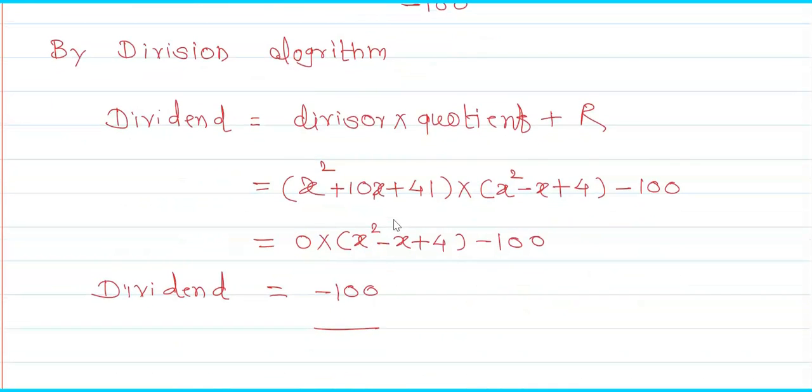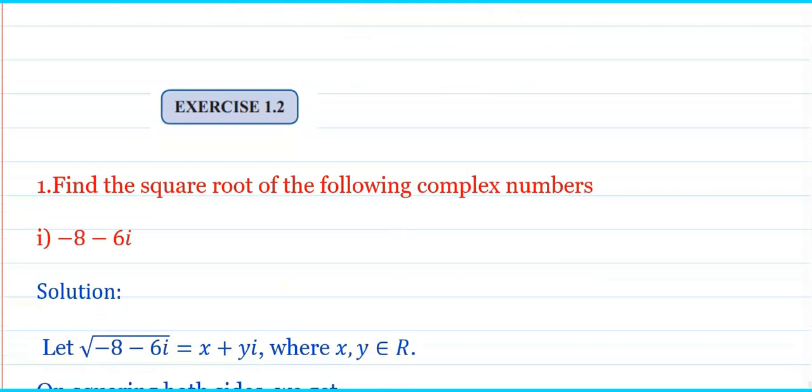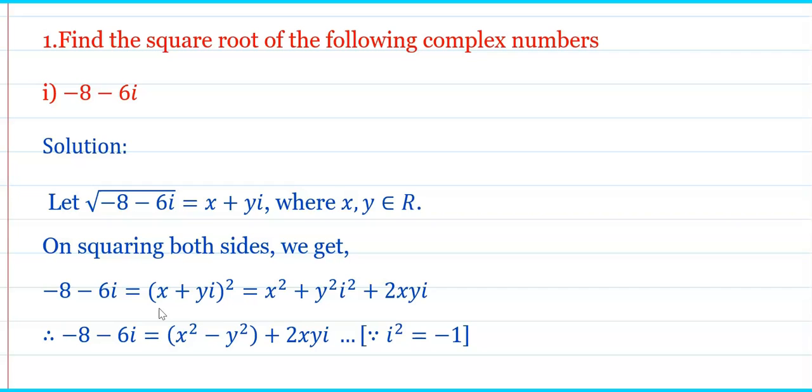Now we'll start exercise 1.2. Now the first question: find the square root of the following complex number. First is minus 8 minus 6i. Let the square root of minus 8 minus 6i be equal to x plus iy, where x, y belong to the set of real numbers. On squaring on both sides, then you will get minus 8 minus 6i.